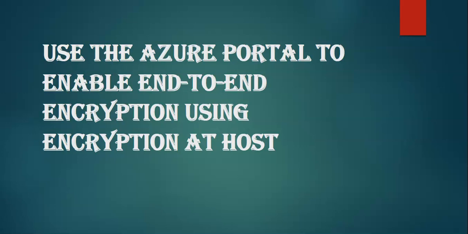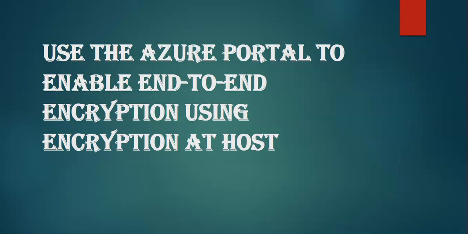Right? So temporary disk and ephemeral OS disk are encrypted at rest with platform managed keys when you enable end-to-end encryption. The OS and data disk caches are encrypted at rest with either customer managed or platform managed keys, depending on what you select as the disk encryption type. For example, if a disk is encrypted with customer managed keys, then the cache for the disk is encrypted with customer managed keys. And if a disk is encrypted with platform managed keys, then the cache for the disk is encrypted with platform managed keys.